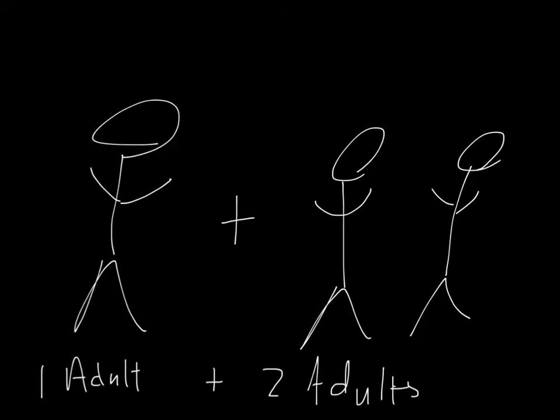This lesson focuses on how to use equivalent fractions to add fractions that have unlike denominators. Let's look at a quick example about numbers. If I have one adult and two adults come, then we have a total of 3 adults. Okay? We can add them together because they are all adults.